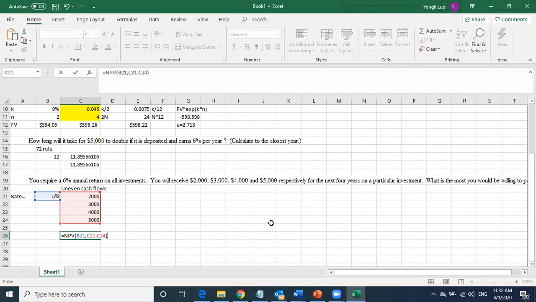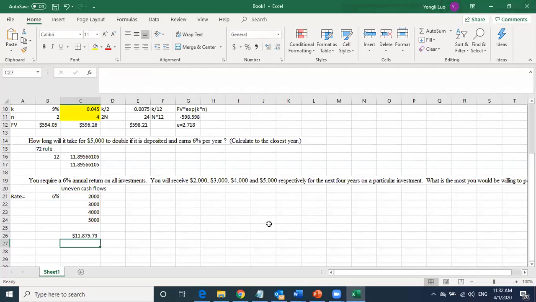When you click enter, it's gonna pop out with a percentage, so you may have to fix the formatting. The present value is 11,875. What does the rest of that question say?